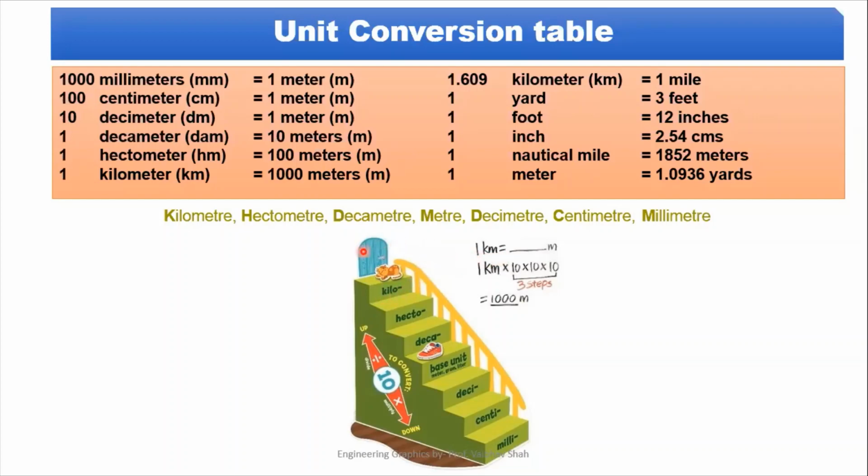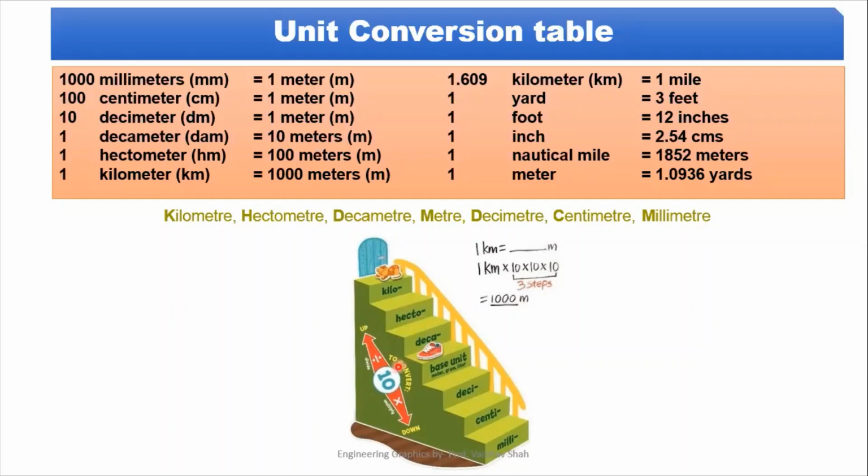So we are here at the top. You can see the cat. The cat is sitting on the kilo, which specifies 1 kilometer. And we want to reach meters, which is down here. This is your meter, which is your base unit, specified by the shoe. Now if the cat has to go from kilometers to meters, it has to get down by 3 steps: 1, 2, and 3 steps.